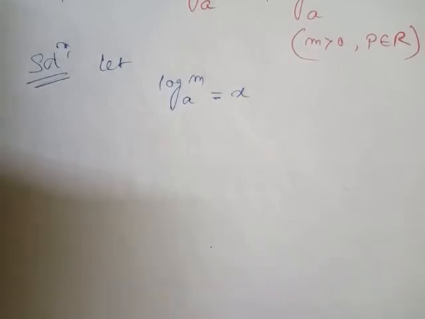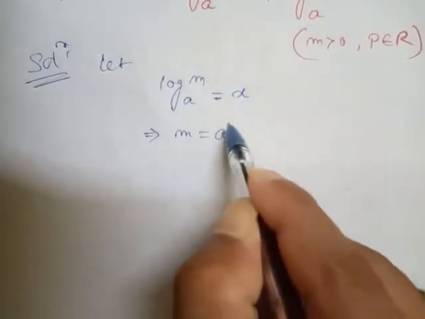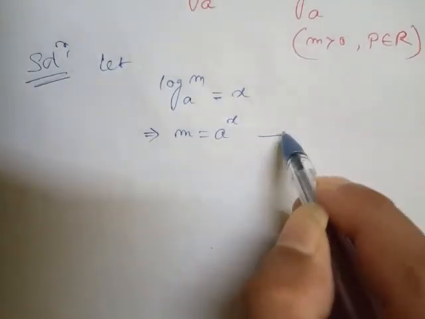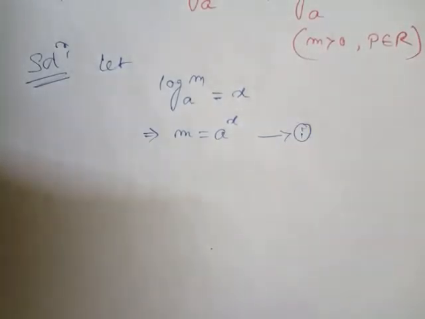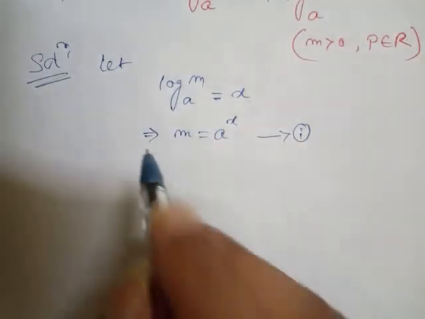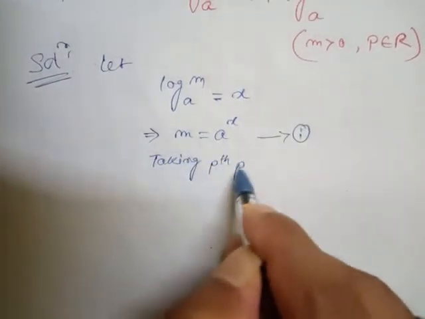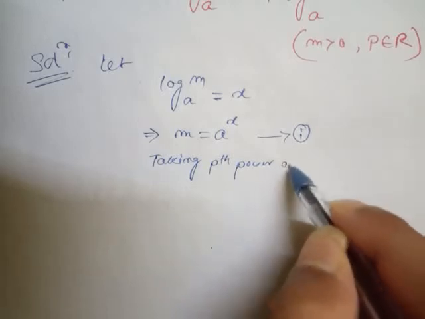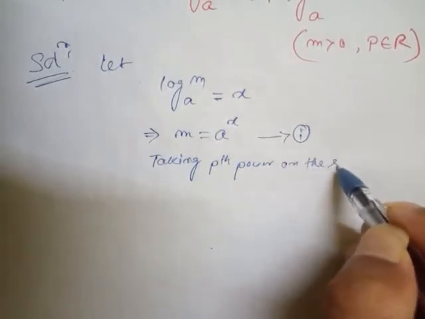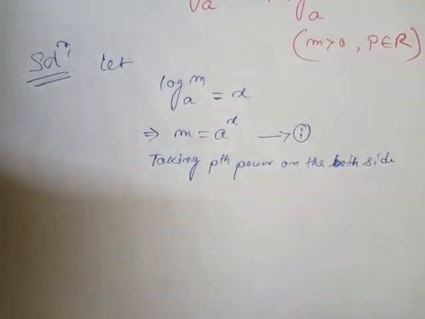Okay, I have taken this one. Now from the definition, if I write that m equals a to the power x, I am taking this as equation number 1, from the definition of logarithm. Now look, if I multiply both the powers with p, taking the pth power on both sides, what will happen then?